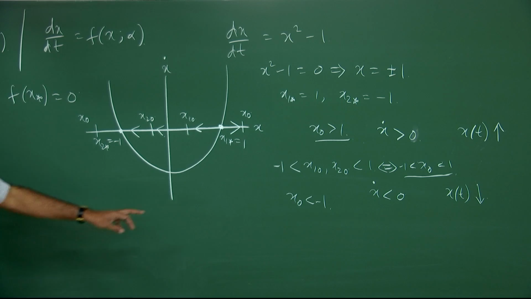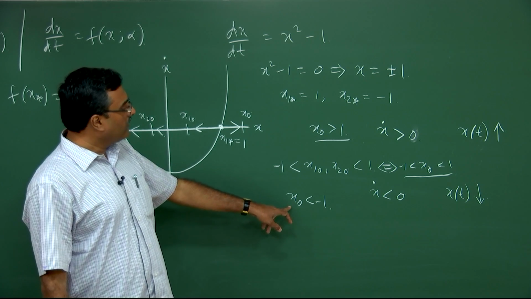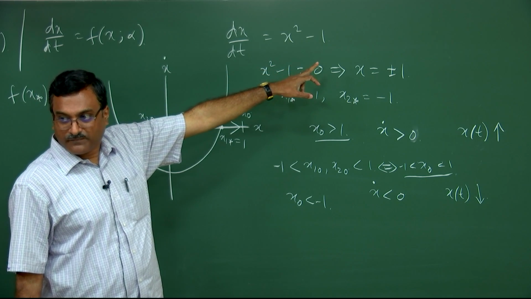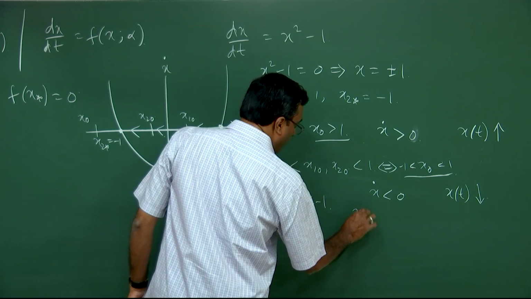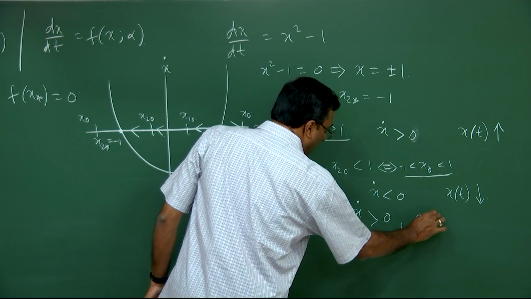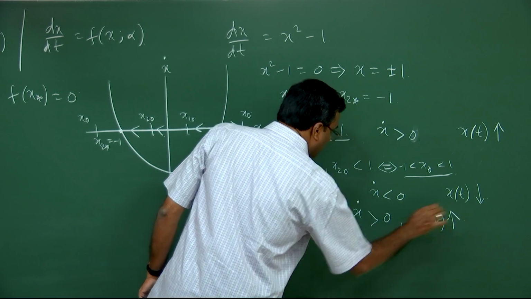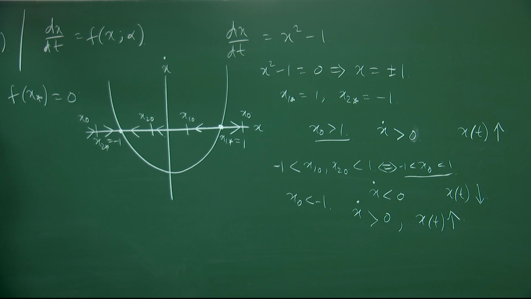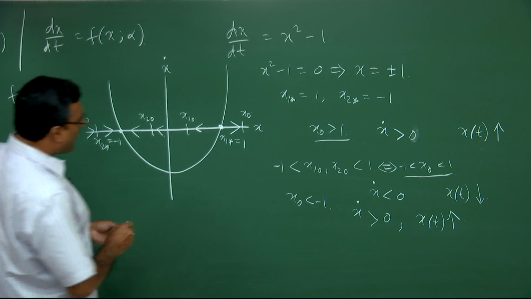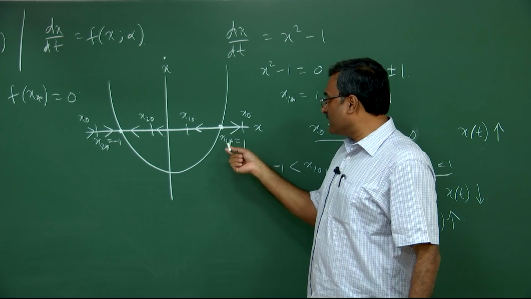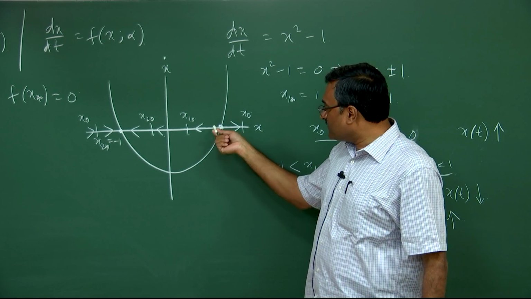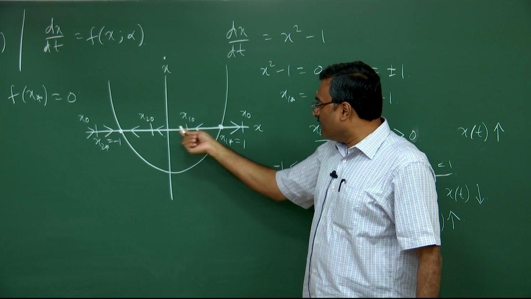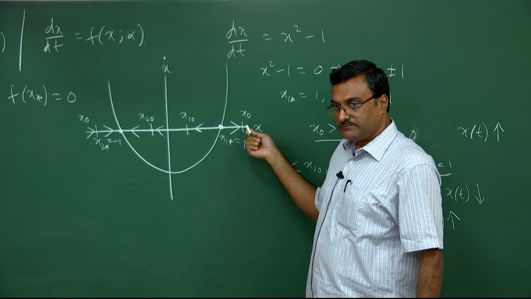So whenever your x0 is less than minus 1, x square minus 1 is positive. Therefore x dot is greater than 0, and xt is increasing, so the direction of the solution trajectories is towards this way. Now if you look at the equilibrium x1 star equal to 1, if you start from some nearby point as the initial condition, solution trajectories are diverging from this equilibrium, correct.